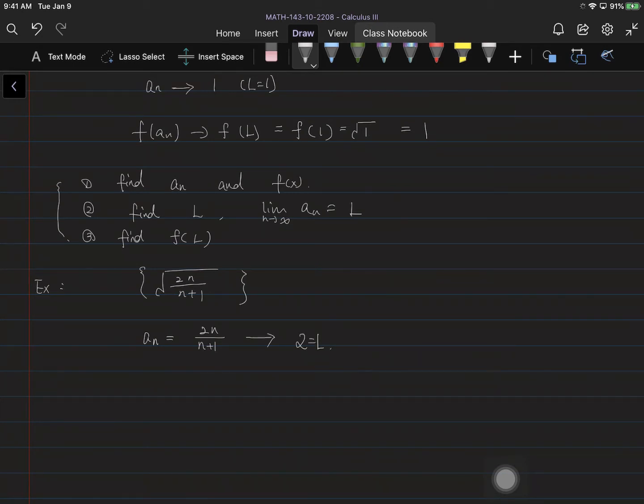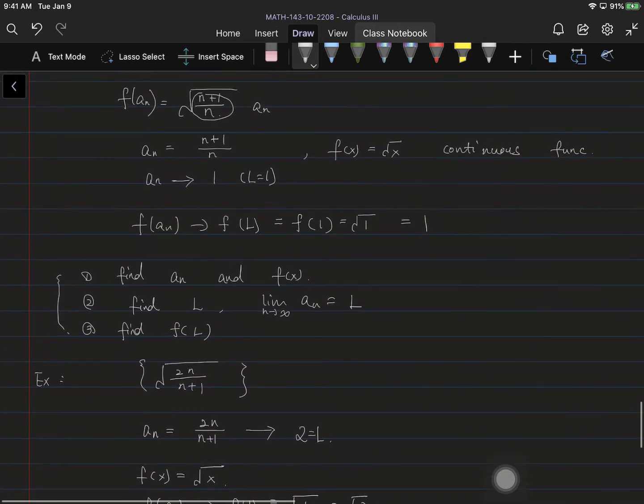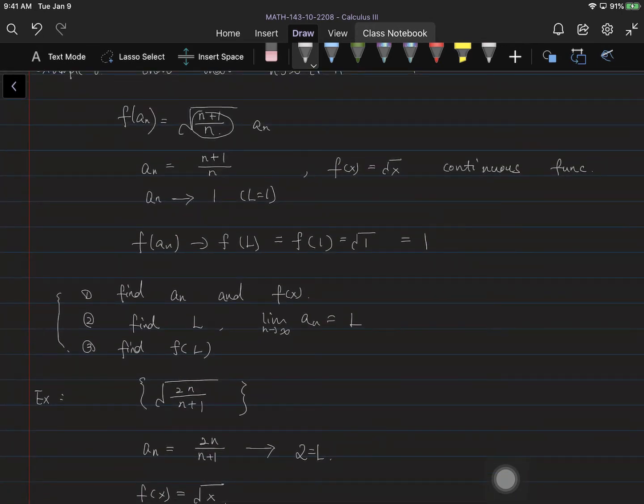Okay, and then we find our f(x). f(x) is the same thing, square root of x. And the next step, f(a_n) goes to f(L), which is the square root of L, which is the square root of 2. That's the answer, right? So before you do the exercise, please look at the steps in the example and then follow them. So here, all my functions are square roots.